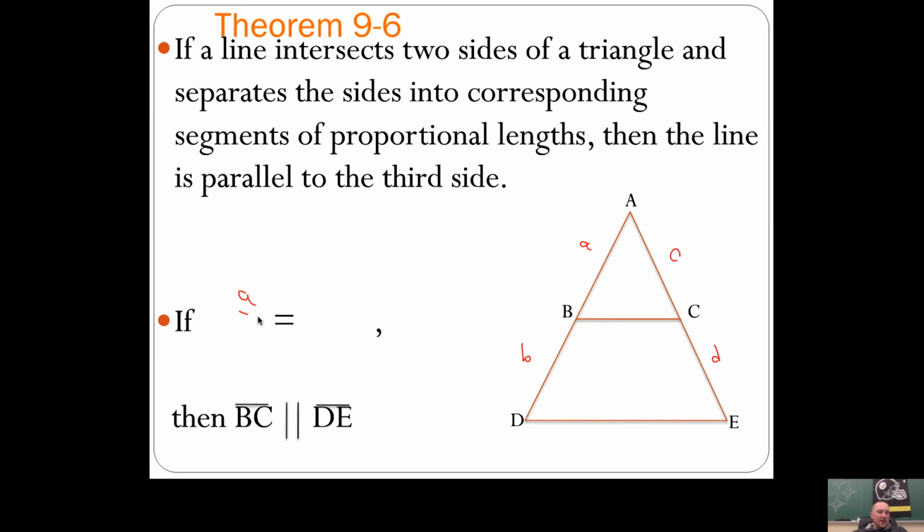If that length, lowercase a to lowercase b, is equal to c to d, then this segment is parallel to that segment. It's the converse of what we did in the last section. So we're going to try to determine if this is parallel to this. What you're going to do is check this ratio and compare it to this ratio.